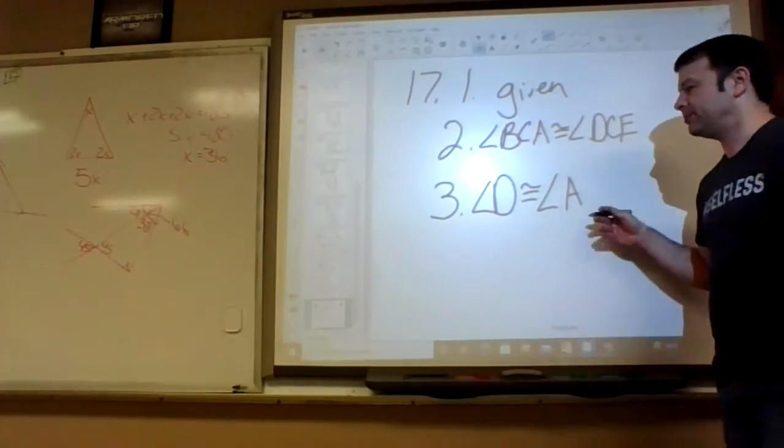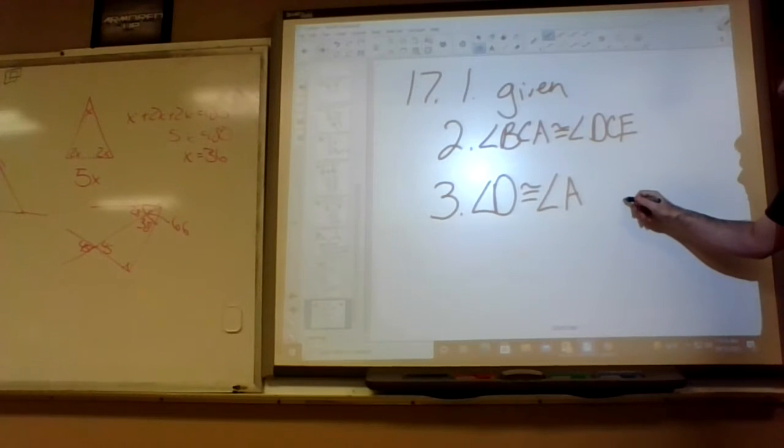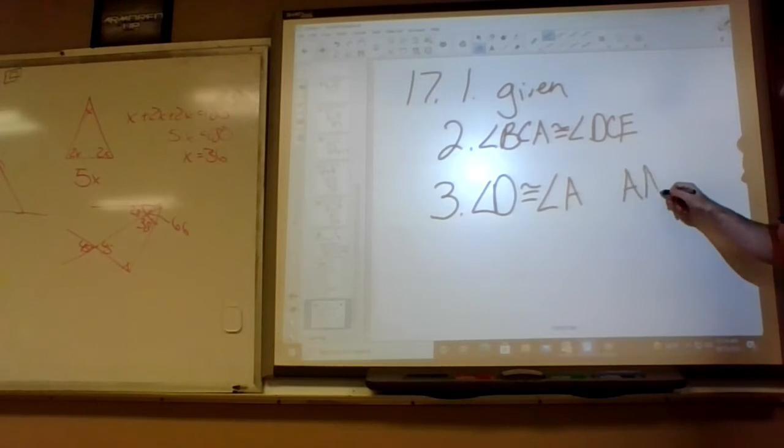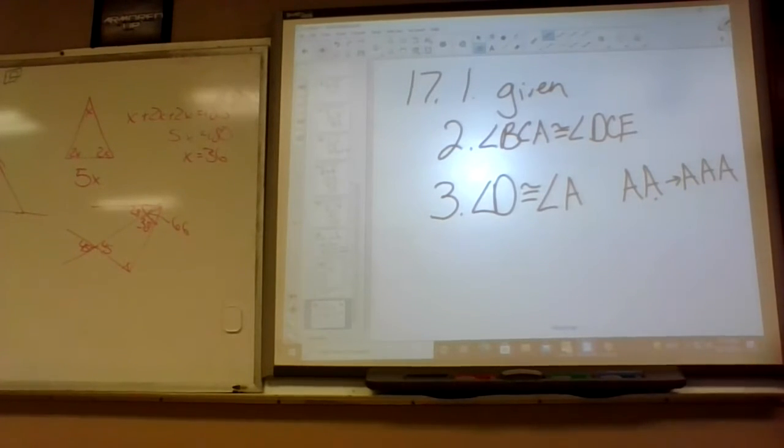Okay, that was a theorem. Yesterday I made you write down the theorem. Today we'll do the abbreviated book version. So AA means if these two pairs of angles are congruent in the triangle, then all three pairs of angles are congruent in the triangle. Like AAA.